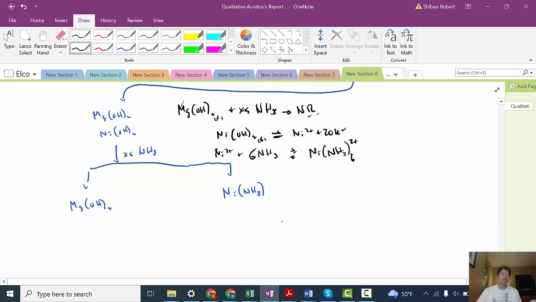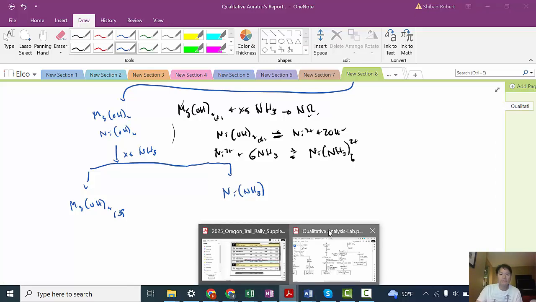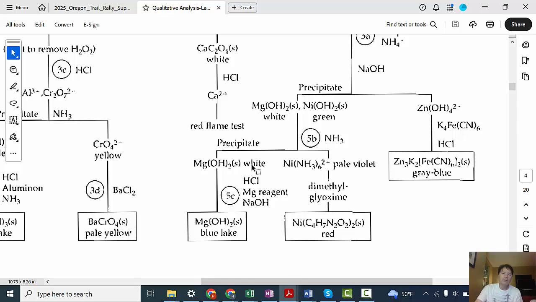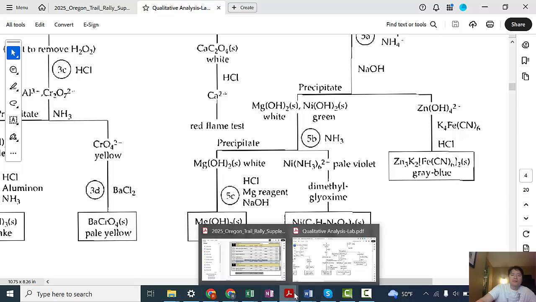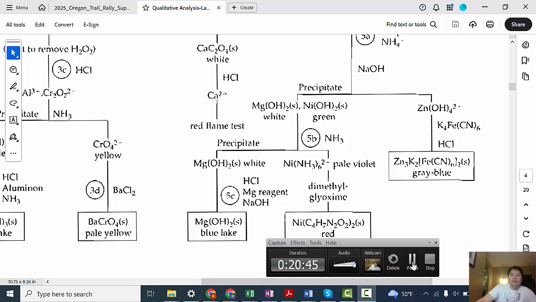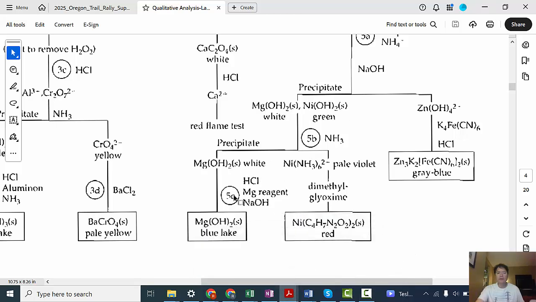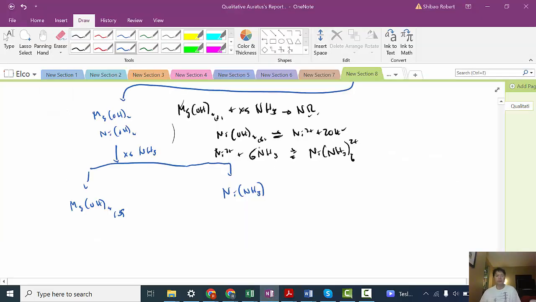All right, now what we have over here is our magnesium hydroxide solid. And let's see, what we're supposed to do with that is dissolve it in acid and then use the magnesium reagent and reprecipitate it. And so we'll write down those equations. Just a moment here. Pause it. Okay, so it's probably best to break these up into two steps. So the first step would be the HCl.